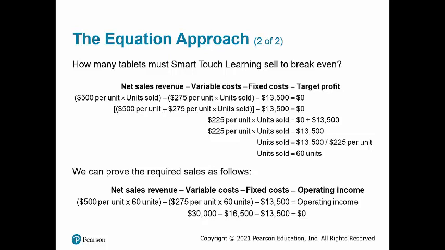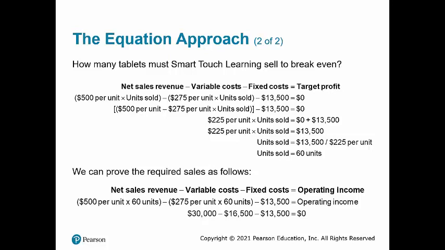$13,500. If we add $13,500 to each side of the equation, we will get the result of $225 per unit times the units sold is equal to $13,500. Then when we solve for units sold, we would divide $13,500 by $225 per unit, so the units sold to break even would be 60 units.